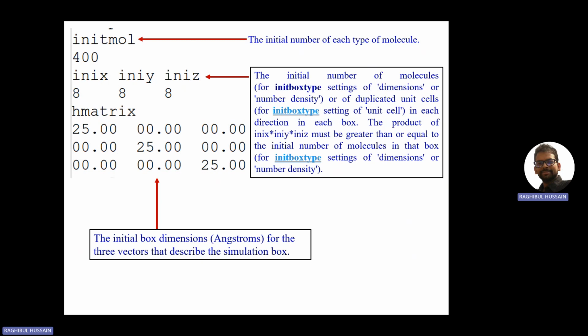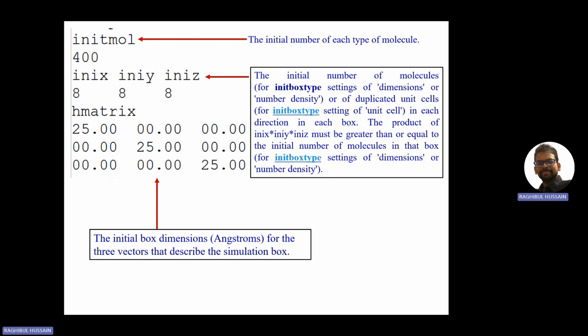Box length is here. H matrix. So box length is given in the form of a matrix. Since this is a cubic box, you have to only fill the diagonal, and the rest others will be 0. For cubic boxes, we have to only fill the diagonal. So here I am giving a box length of 25 angstrom.